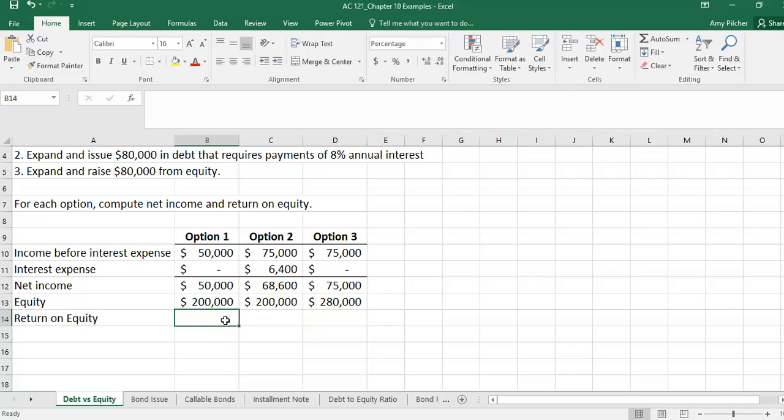To calculate return on equity, we take the net income divided by equity. So when we see the return on equity, we see that option 2 gives us the highest return on equity of the three options. We would have to determine some other information before we decided if the expansion was a good deal, but as far as our return on equity, it does look like the expansion using debt is financially beneficial for this company.